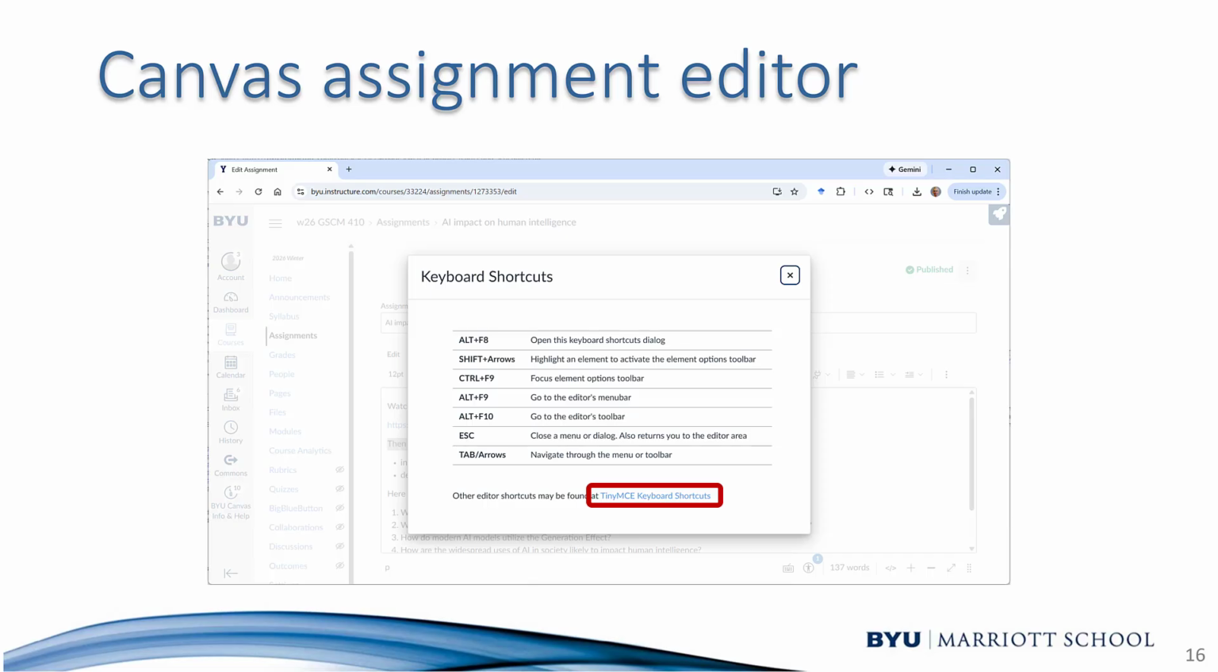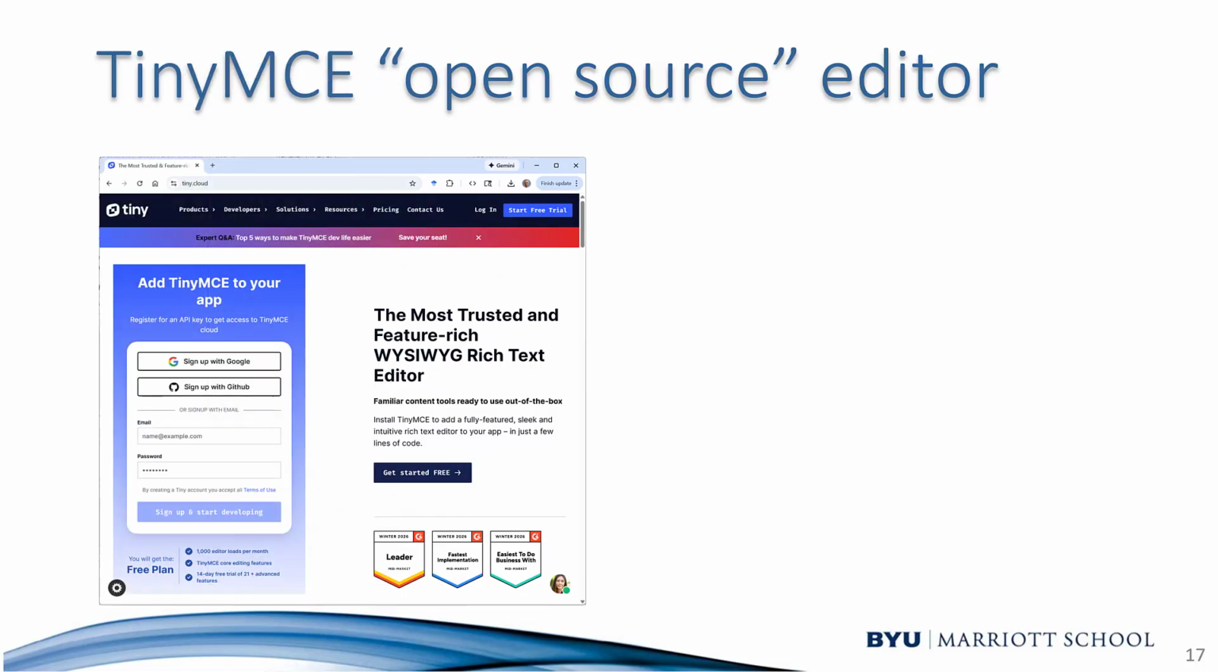Canvas as a company does not have its own editor. They are actually outsourcing this to another company, TinyMCE, a company called Tiny something. Anyway, I went to tiny.cloud. I went to their website, and it said you can add it to your app, the most trusted feature-rich WYSIWYG, which is like an editor. What you see is what you get. Rich text editor. They have this little utility that you can add to your app. And I think for my apps, if I need to have editing in it, this is a great alternative.